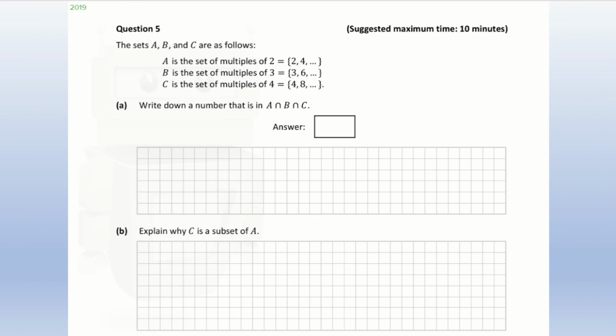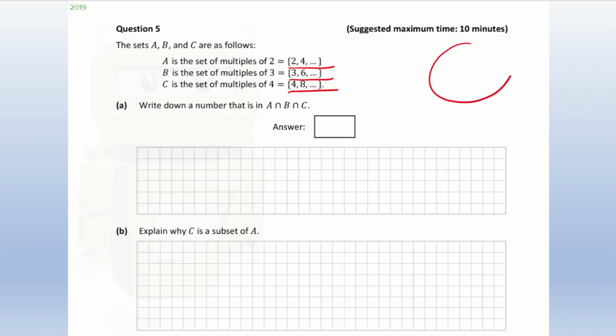Alright, here's another variation of a question they can ask you. In 2019, question 5, they gave you 3 sets, A, B and C. A was a set of multiples of 2, which is like 2, 4, 6, 8, 10, all the way up. Set B was multiples of 3, so 3, 6, 9, 12, all the way up. And set C is a set of multiples of 4, 4, 8, 16, all the way up. Write down a number that is in A intersection B intersection C.